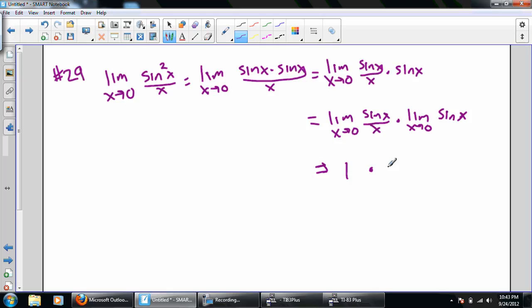So 1 times 0, well, what is 1 times 0? It is equal to 0. So we would say for our final answer, the limit as x approaches 0 of the sine squared of x over x is equal to 0.